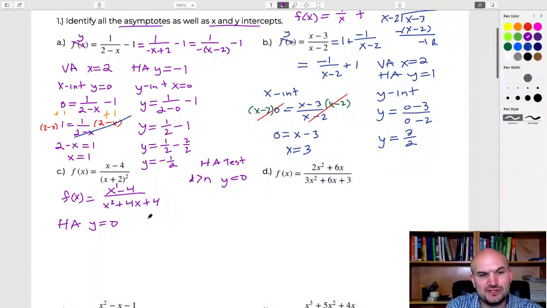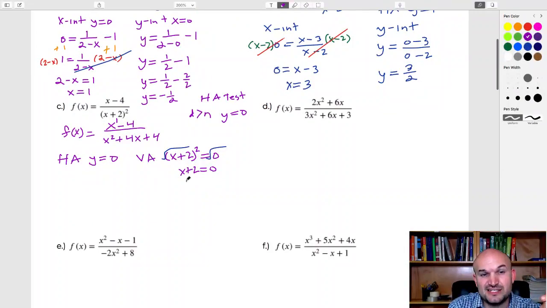But again, if I want to find the vertical asymptotes, all I'm going to do in this case is set my denominator equal to 0. Now, should I use the factored form or the expanded form? It doesn't really matter. I'd prefer to use the factored form, because here all I need to do is take the square root of both sides, and basically what I'll have is x plus 2 is equal to 0, so then I can say x is equal to negative 2.